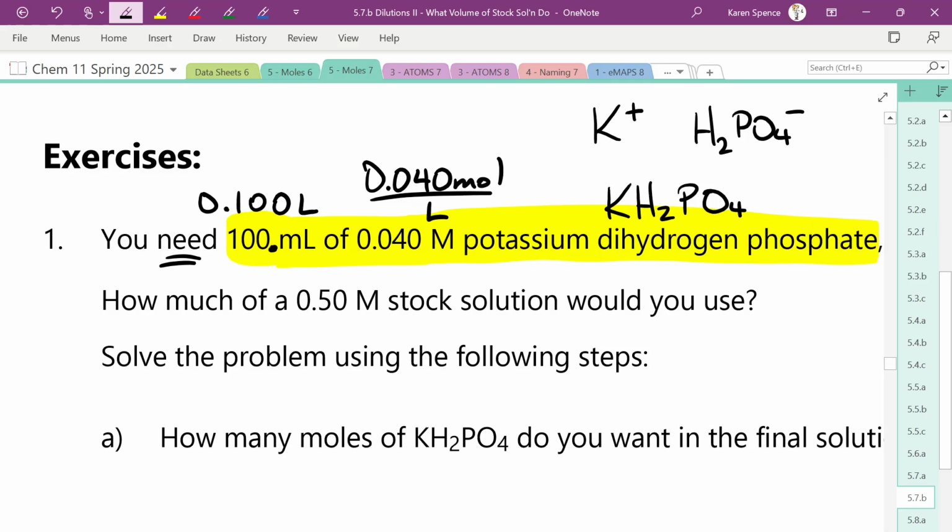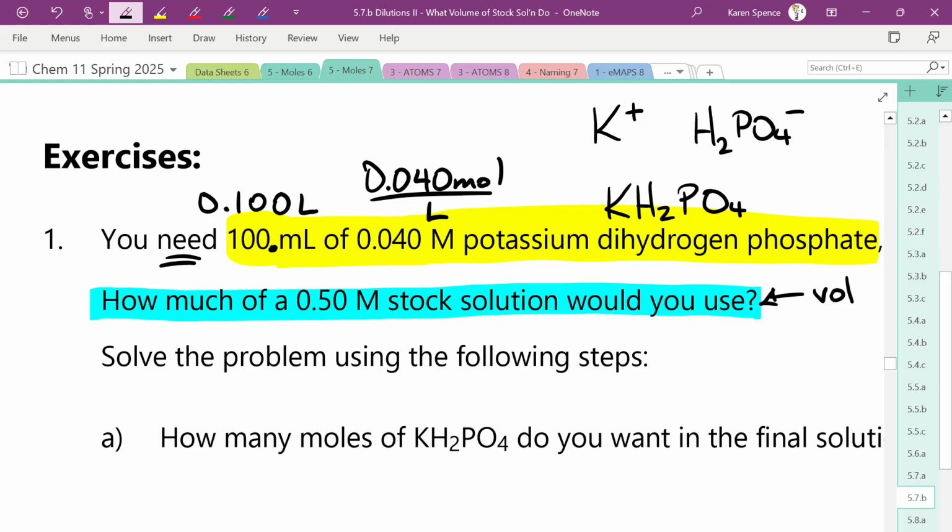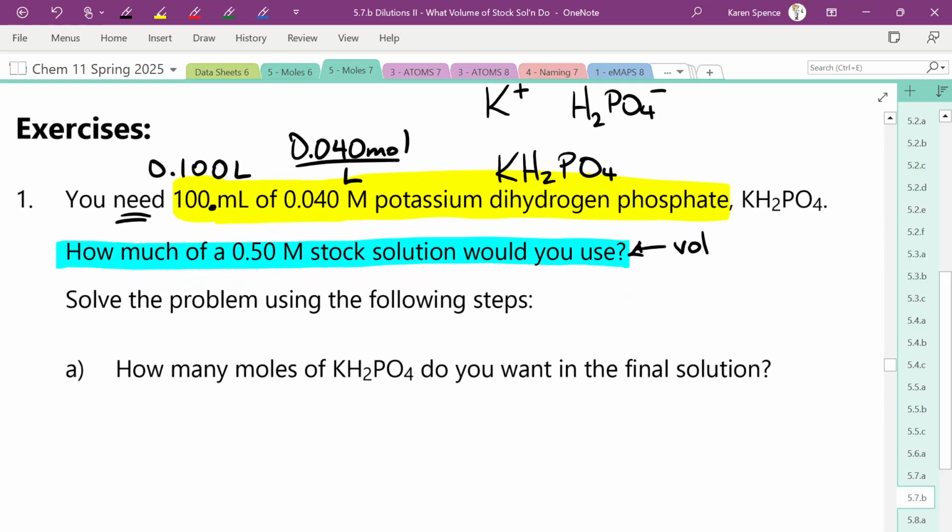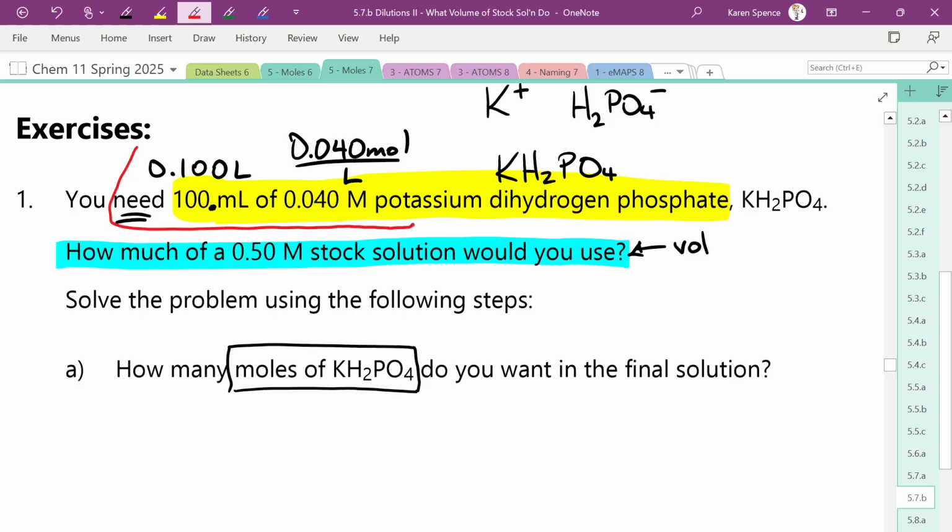Okay. How much of a 0.5 molar stock solution would we need? When we say how much, what would we be measuring? Volume. So we're going to solve the problem using the following steps. Number one, we need to figure out how many moles of KH2PO4 we want in the final solution. So our final solution is this one. This is our final solution.